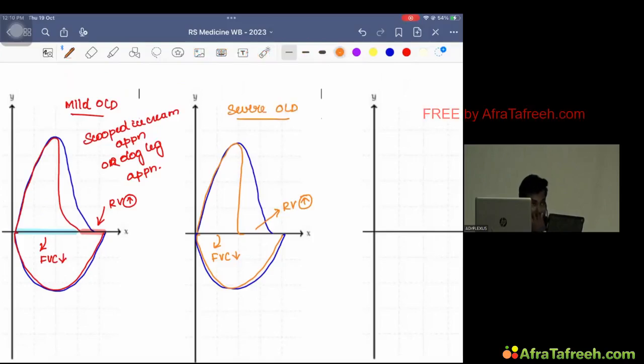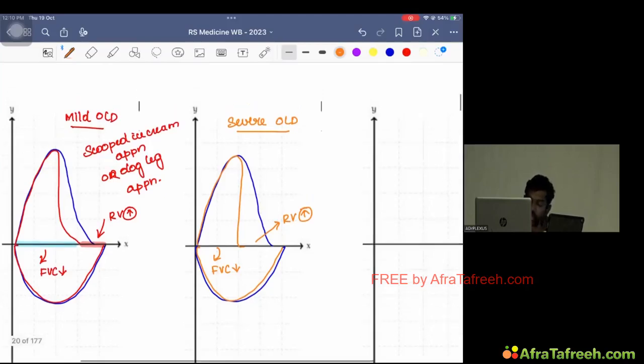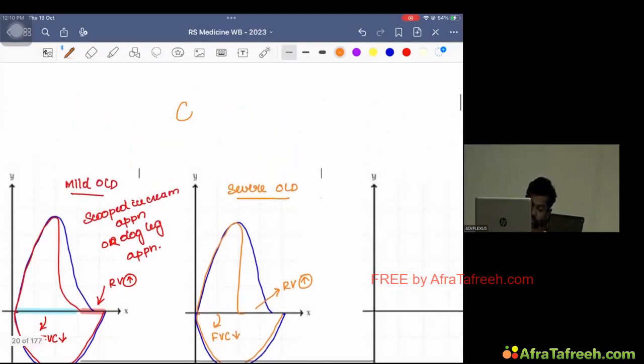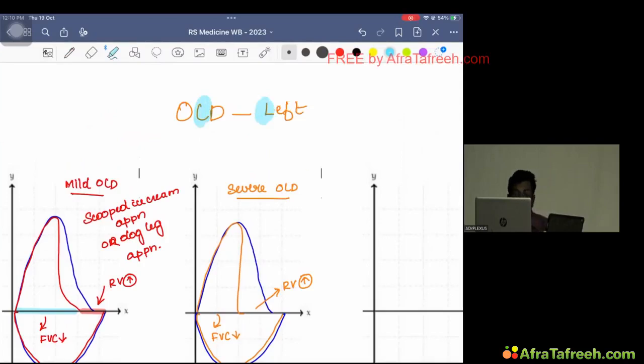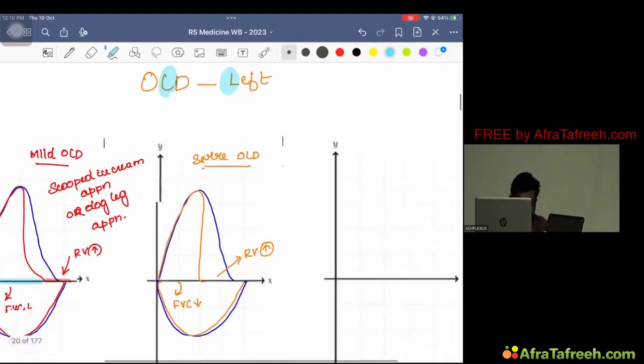As the severity increases, where is the curve shifting? When you are writing, is the curve shifting towards the right side or left side? Left side. So in obstructive lung disease, the shift is towards the left side.